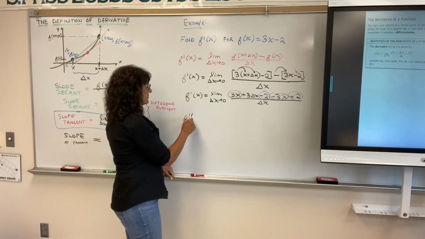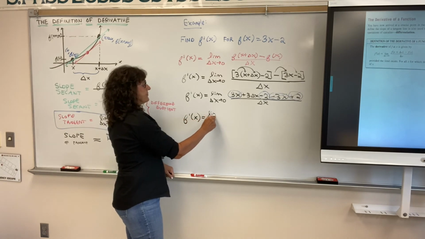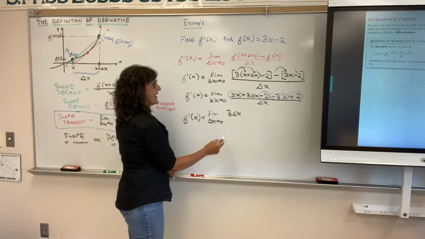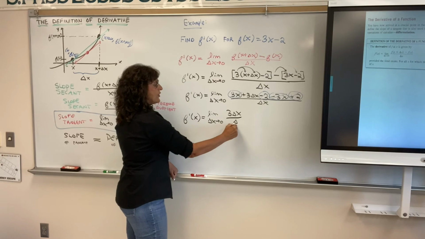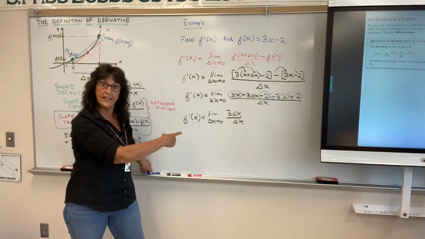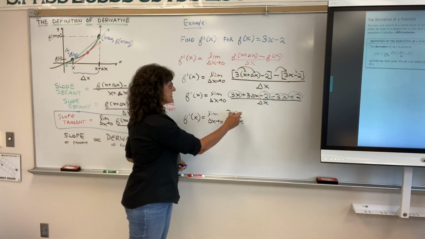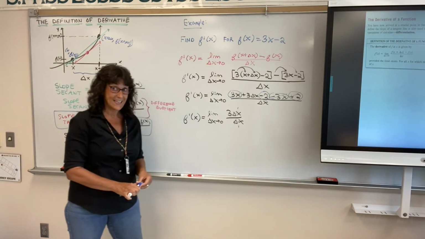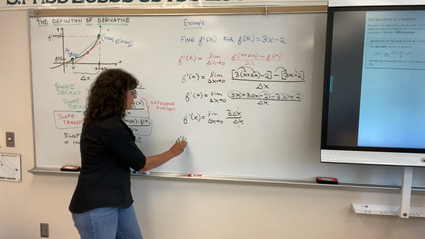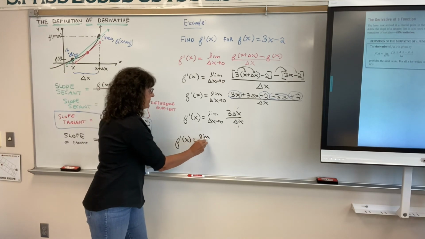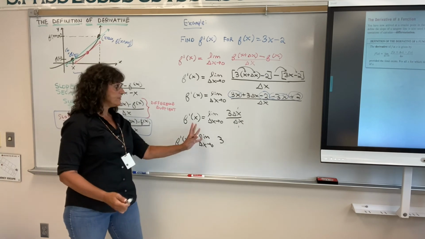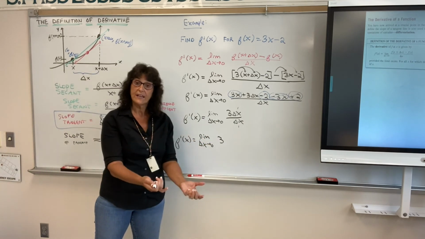So what do we have? f prime of x is equal to the limit as delta x goes to 0 of, what do we have left over? Just 3 delta x, everything else in the numerator canceled, over delta x. We can still cancel the delta x's. So the derivative of the function is the limit as delta x goes to 0 of our constant 3. Anytime you take the limit of a constant, your answer is the constant.